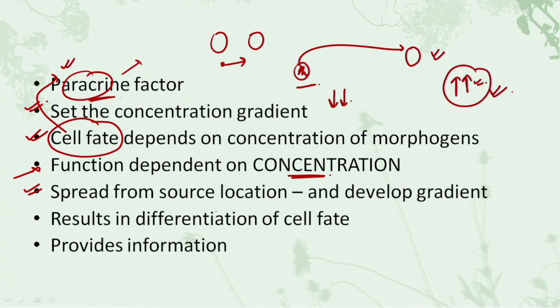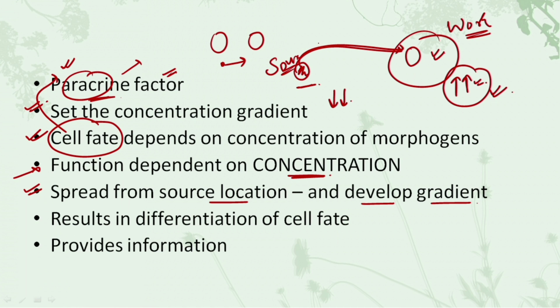It spreads from the source location and it develops the gradient. We have just discussed that it is produced in the source area, it works as a paracrine factor and it travels to the area where it actually needs to work, and because of this traveling, because of this functioning, from the source cell to the work area, there occurs a difference in the concentration gradient. It results in the differentiation of the cell fate. Now what is differentiation?